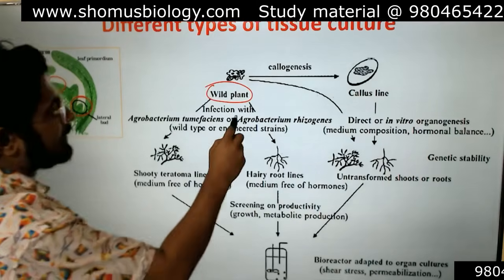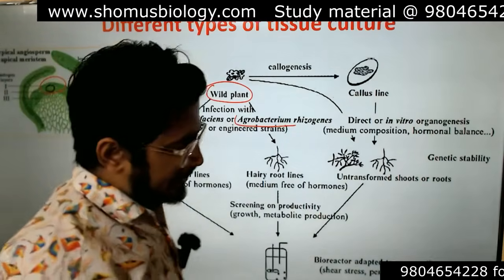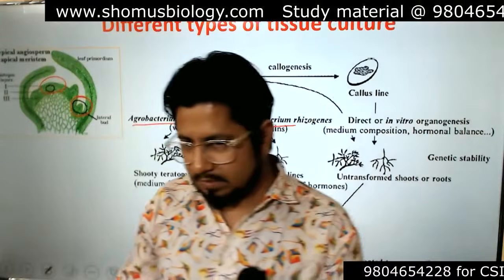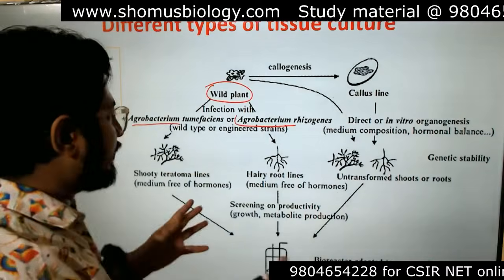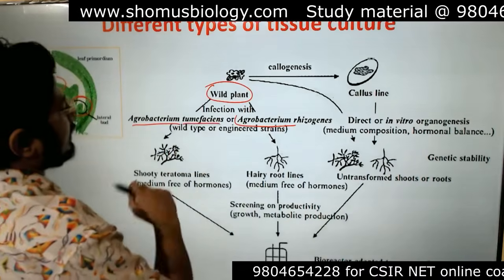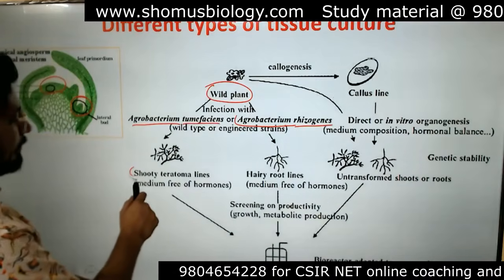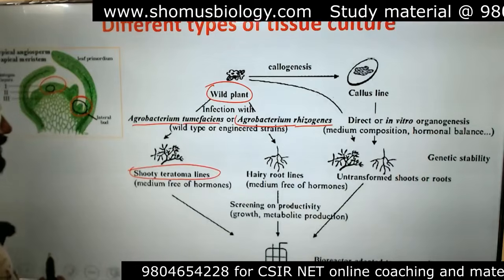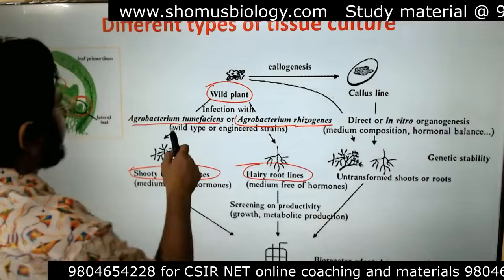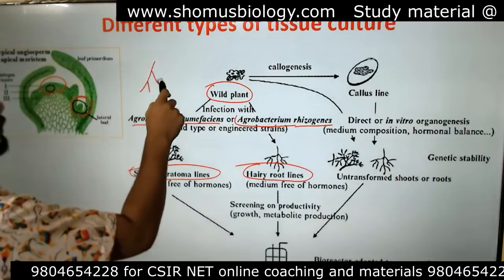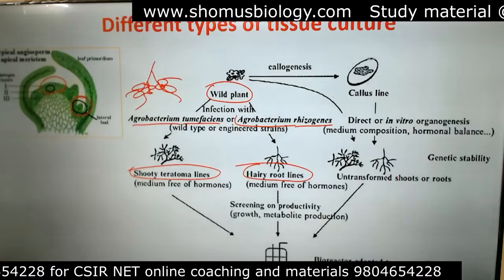Generally, we can do that with Agrobacterium, right? Agrobacterium is a natural gene delivery vehicle to transfer a target gene inside a plant cell. And there are two different species, Agrobacterium tumefaciens and Agrobacterium rhizogenes. Agrobacterium tumefaciens infection causes shooty teratoma lines. Basically, Agrobacterium tumefaciens causes tumor formation, known as crown gall.